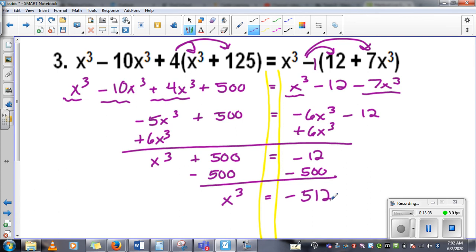So now the opposite of cubing is going to be the cube root. So notice how I'm showing that. And by the way, it's okay if you don't show that you're taking the cube root of both sides, as long as you do it correctly. You'll notice on the first problem I didn't actually put the cube root symbols on both sides.